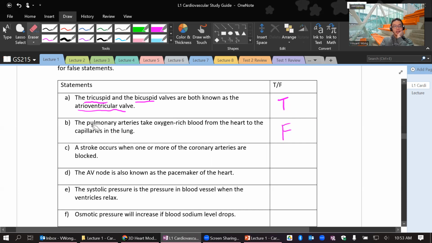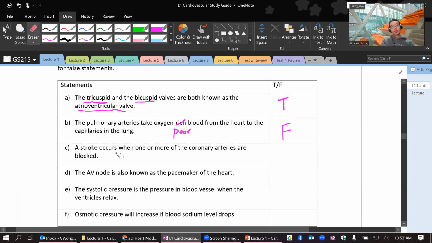Pulmonary arteries take oxygen-poor blood from the heart and take it to the capillaries. That's the reason we take it to the lungs, right? If it's oxygen-rich, we don't need to reoxygenate it, so that's why it's false.